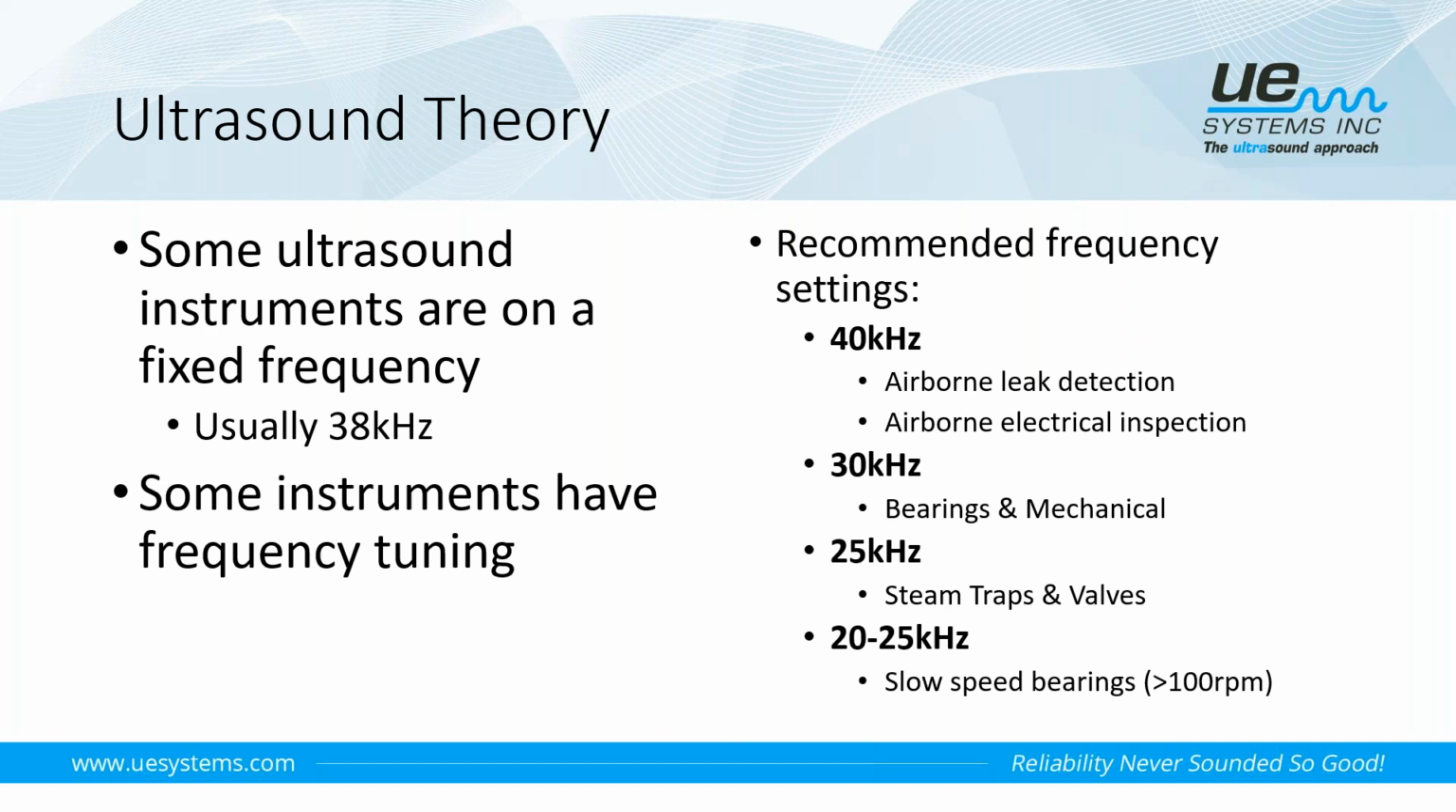30 kilohertz is what's recommended for bearings and mechanical, 25 kilohertz for steam traps and valves. And then if you're on those slower speed applications, again, anything less than 100 RPM or so, you want to be around 20 to 25 kilohertz. And it'd be a case where you would maybe start at 20 kilohertz and then tune up to about 25, or until you get the most clear sound in your headset, or if you get a good steady decibel level reading. But those are your recommended frequency settings if you have an instrument that has frequency tuning.